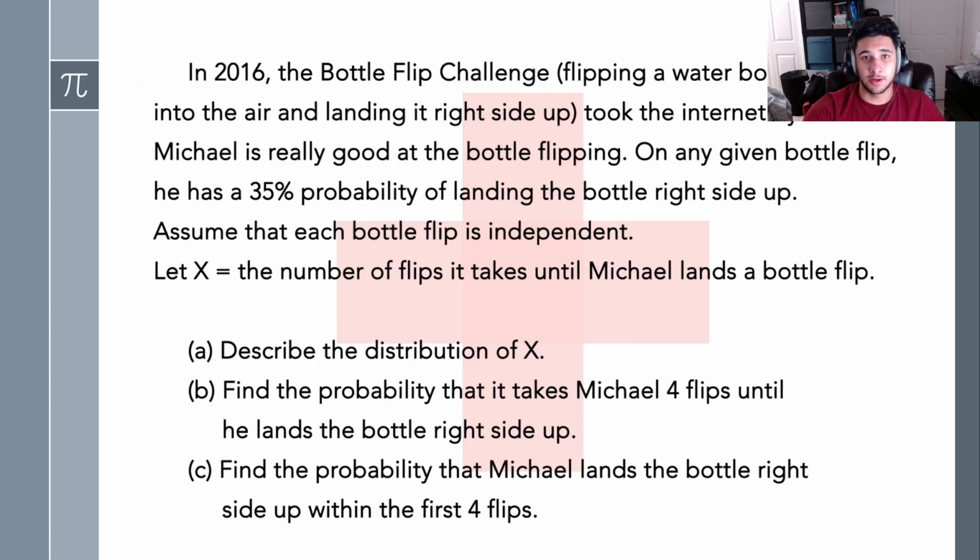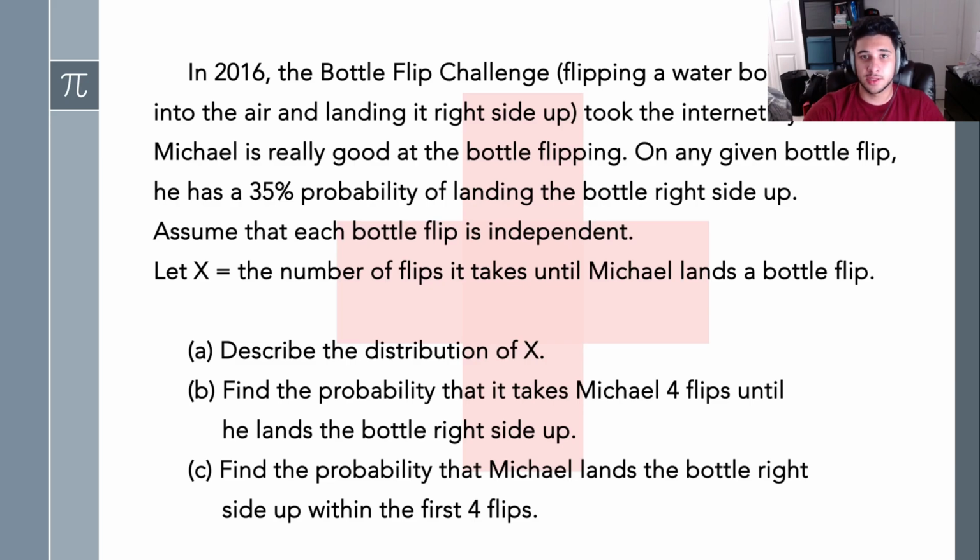In 2016, the bottle flip challenge, flipping a water bottle into the air and landing it right side up, took the internet by storm. Michael is really good at bottle flipping. On any given bottle flip, he has a 35% probability of landing the bottle right side up. Assume that each bottle flip is independent. Let x equal the number of flips it takes until Michael lands a bottle flip. A. Describe the distribution of x. B. Find the probability that it takes Michael 4 flips until he lands the bottle right side up. C. Find the probability that Michael lands the bottle right side up within the first 4 flips.